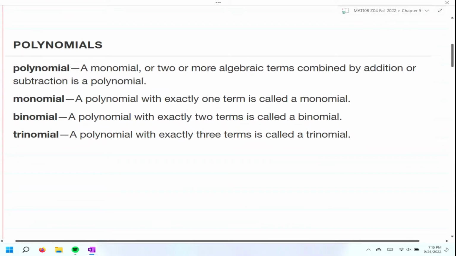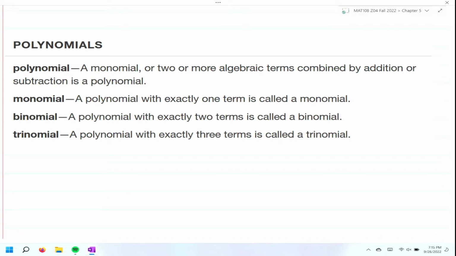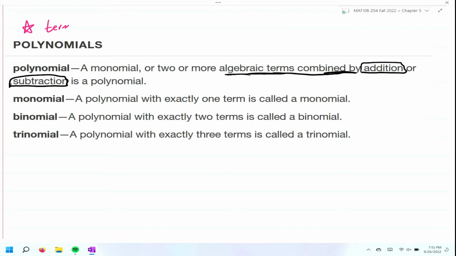So a polynomial is nothing more than two or more algebraic terms combined by, and this is the key right here, addition or subtraction, all right? So we can make a little note here at the very top. Terms are separated by a plus or a minus sign, okay?